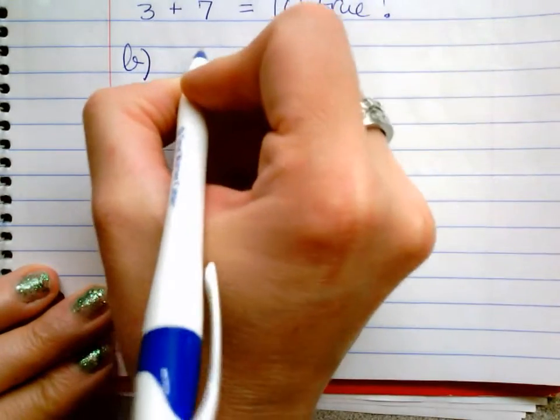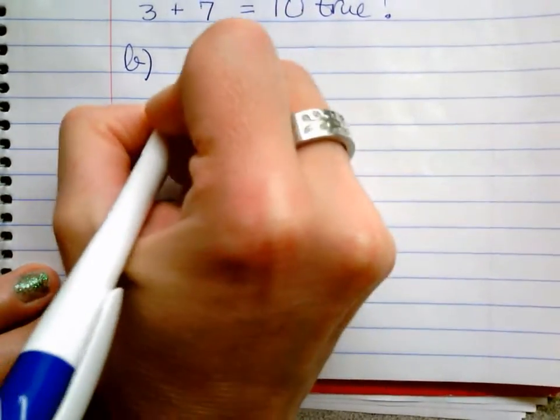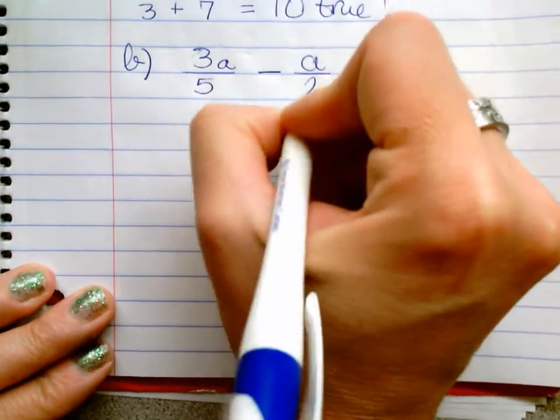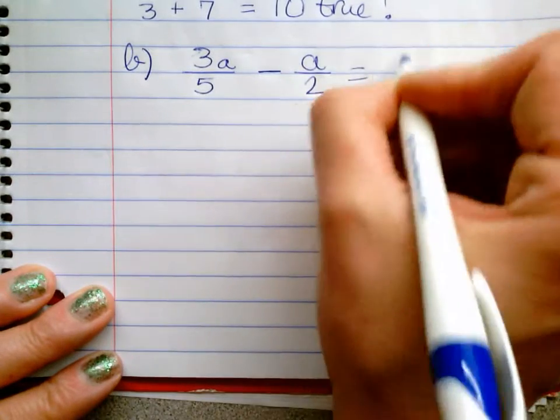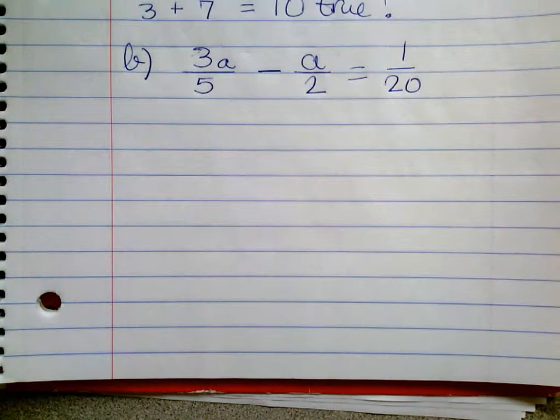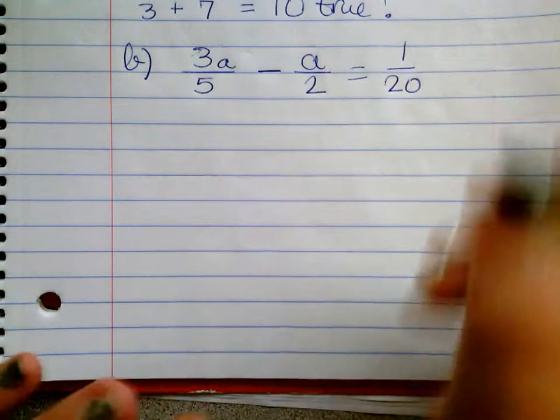So let's do this one. 3a over 5 minus, or negative, a over 2 is equal to 1 over 20. Oh, look, now we have 3 fractions. Lowest common denominator of 5, 2, and 20. What do you think it is?